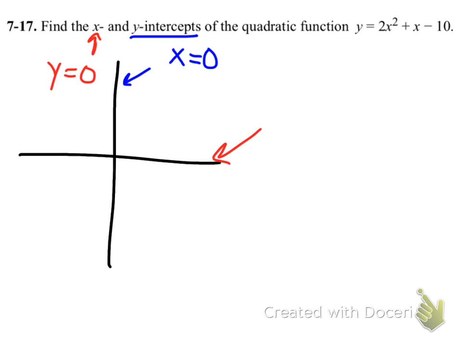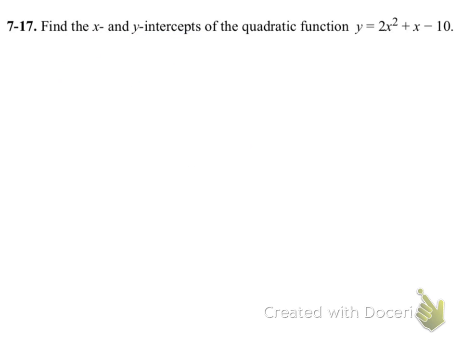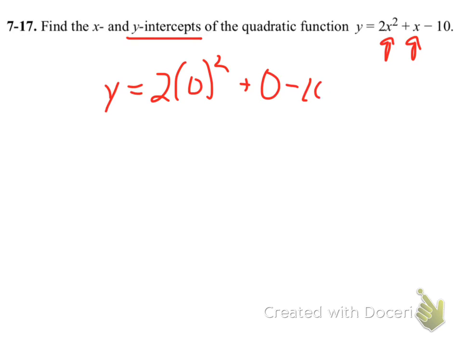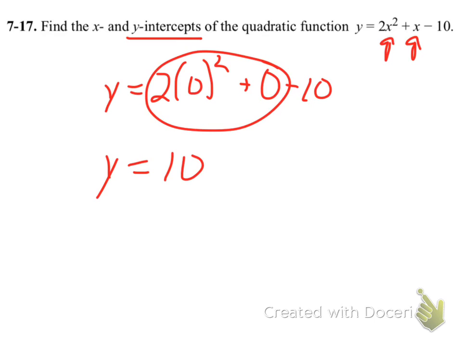So with that information, I can go through and take my equation, and I'm going to start off with the y-intercept. That means my x value here and here are both 0. So I have y equals 2 times 0 squared plus 0 minus 10. These obviously become 0, so your y-intercept is negative 10.